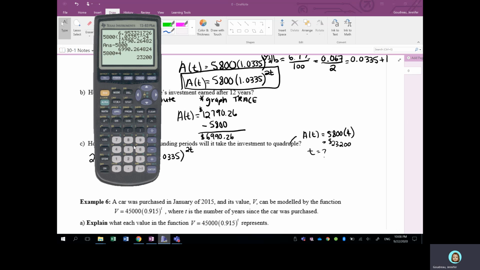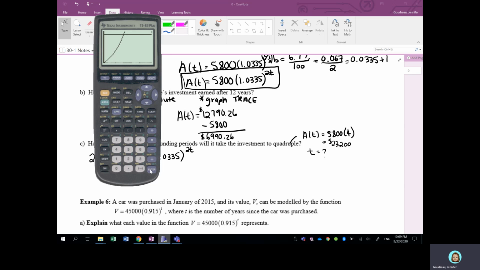So I'm going to go to the calculator. I'm going to go to y equals. I already have the original function in there. So here I just have to put the 23,200, and I'm going to have to change my window because it's not quite big enough. So I'm going to change my y max to go to 25,000. Graph. There's our growth function. Here's our y value. We need to find that intersection point. Second, calculate, number 5, y1, y2, and then enter.